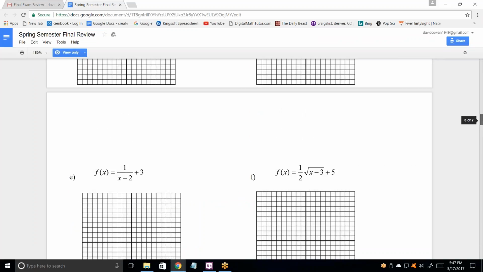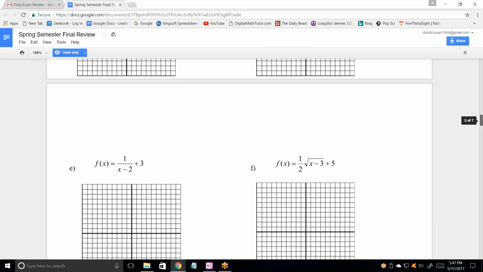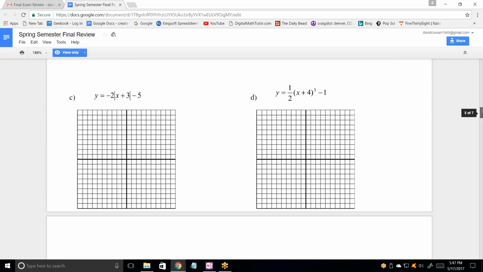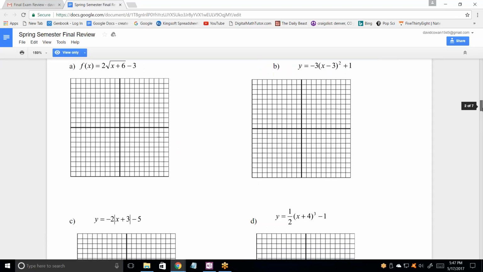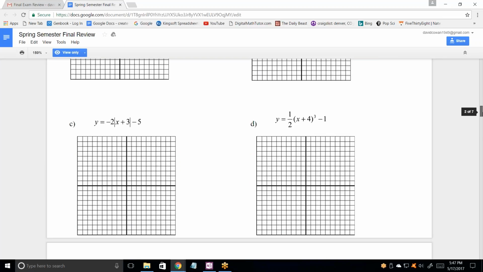Hold on a second. You wanted to skip the graphing? You're good with graphing all of these? Yeah. We didn't do C or D.